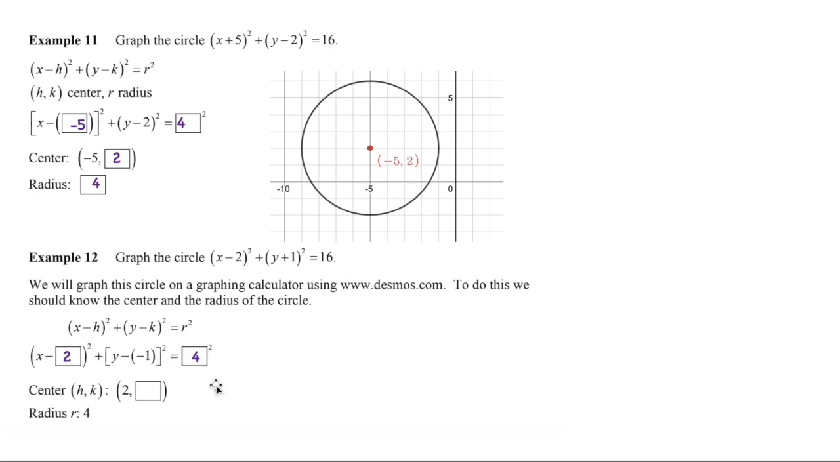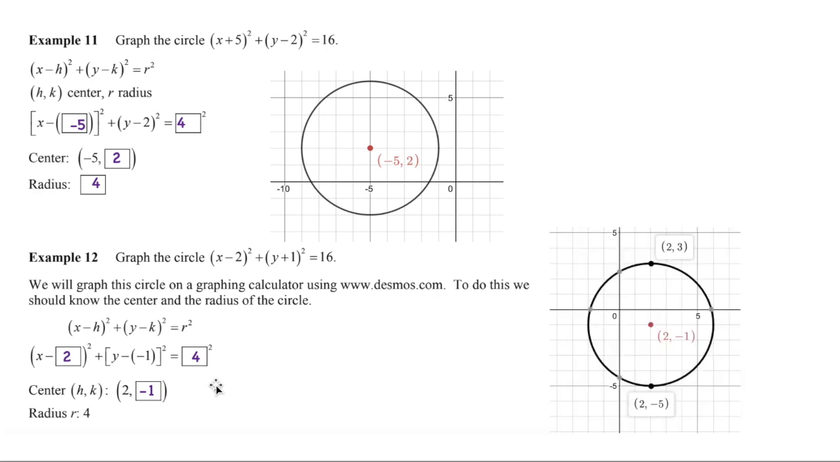I now know that my center is at 2, negative 1, and that my radius is 4. Using Desmos to help us, I can graph our equation, and I see that our center is at 2, negative 1, and that the radius, when we count 1, 2, 3, 4 units, gives me each direction. And this concludes our first lesson on graphing.